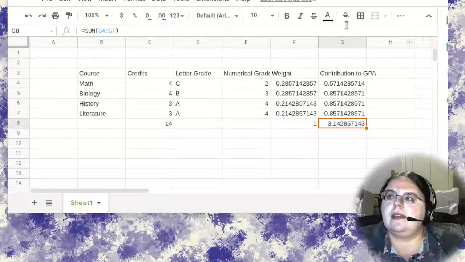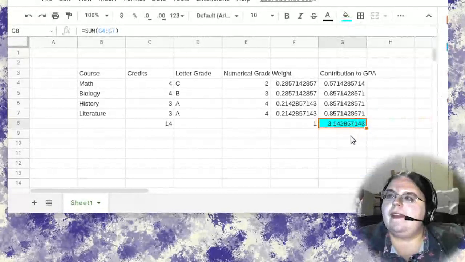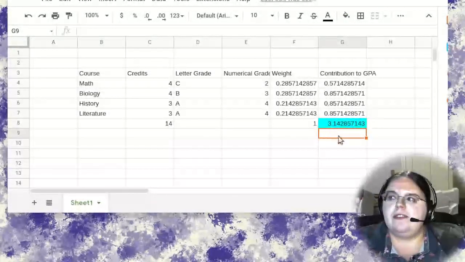You can use this tool right here, the paint bucket, to highlight that to show which is your final answer. So that is how you can use a spreadsheet to help you calculate your GPA. So try that out anytime you're wondering what GPA you might end up with at the end of the semester based on how you're doing in your classes.